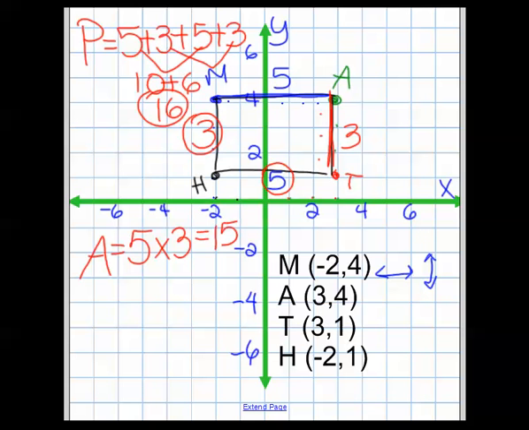We're going to be practicing graphing points and making shapes of them and finding their area and perimeter a lot in class on Monday. So I hope you're ready for that.